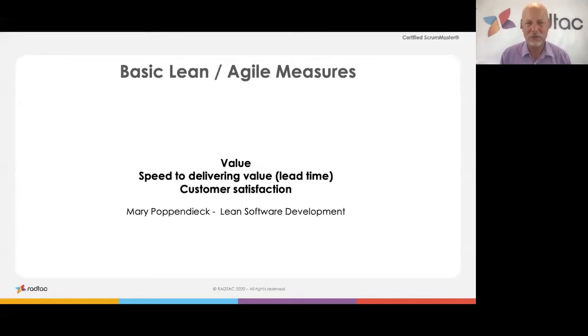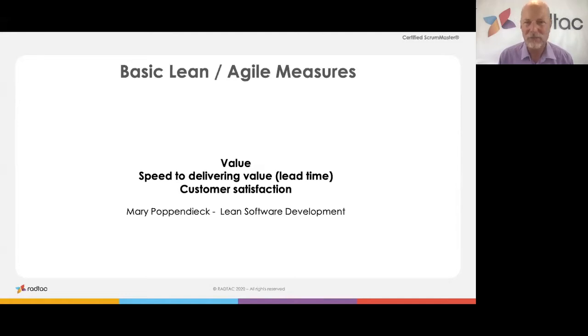Speed to delivering value, this is known as lead time. There's 2 concepts that we'll have a look at a little bit later on that we should be measuring. One is called cycle time and one is called lead time. Sometimes people get a bit confused about the differences between cycle time and lead time. It's actually very, very straightforward. Cycle time is the time from the point it comes into the system to the time it goes out of the system. So if you have a development team who are developing a new marketing strategy, for example, the time that comes in and the time it comes out, that's the cycle time.